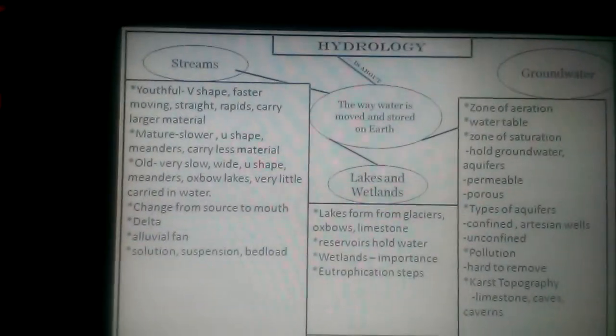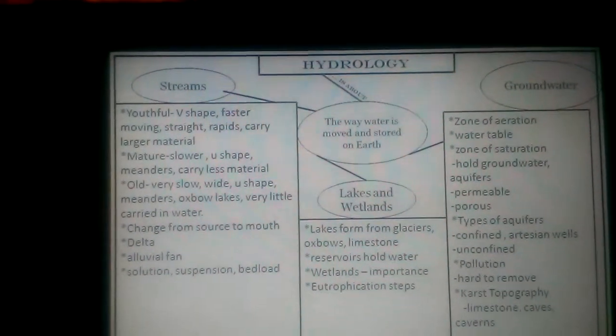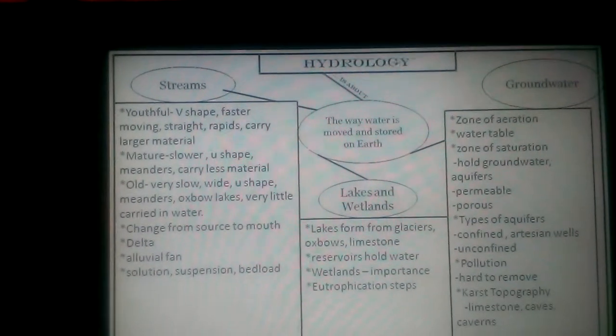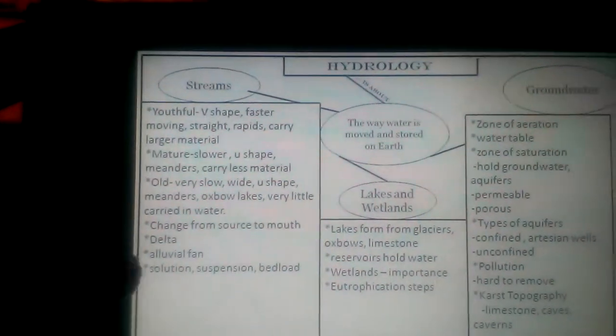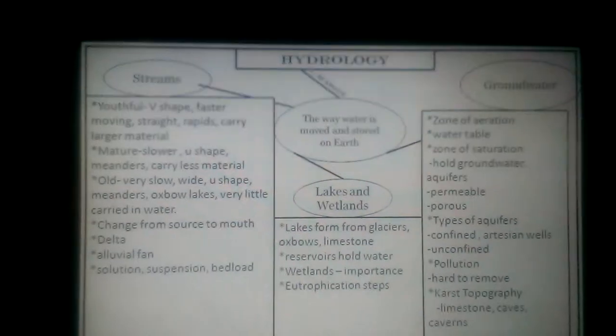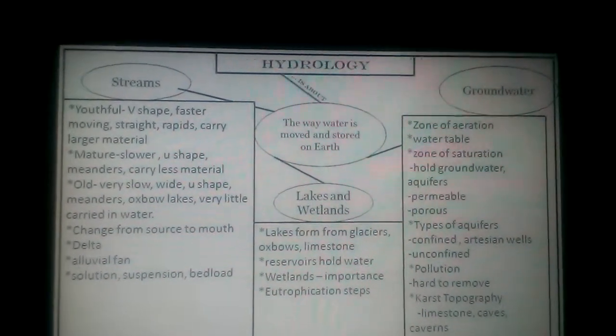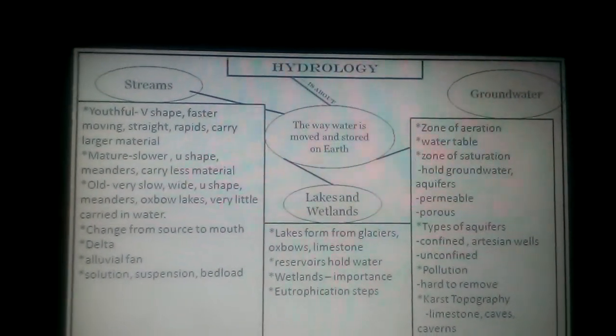That's where water enters the ocean and drops off its sediments because it slows down. Then you have alluvial fan, where it can be a similar shape. It's usually fan-shaped, but it can also show where sediments are being dropped off as water stops on land.